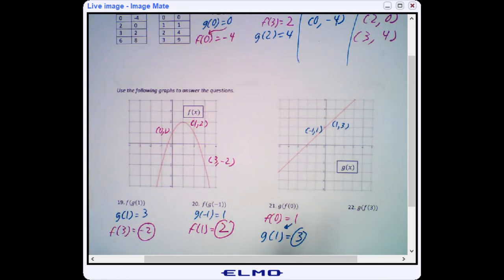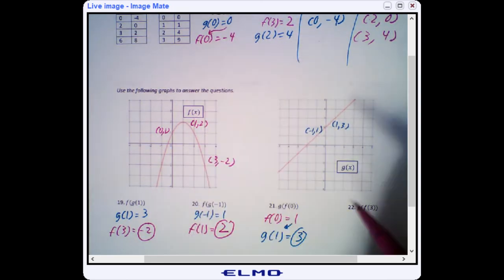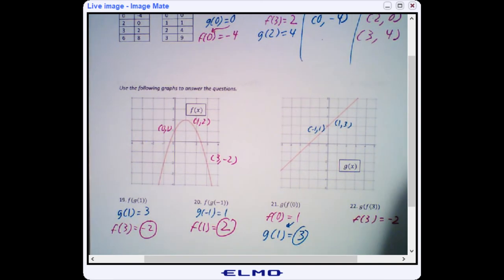We're going to do one more, g of f of 3. So I'm going to find f of 3. We already know that's -2. So we're going to do g of -2. We find -2, and that's 0.